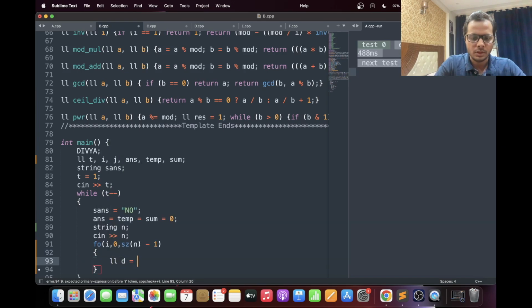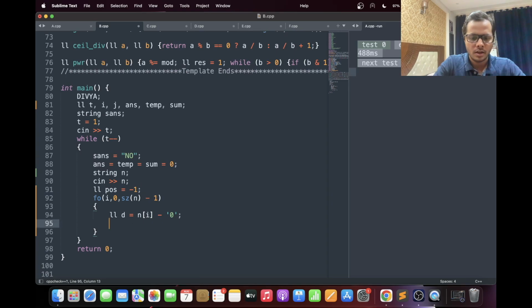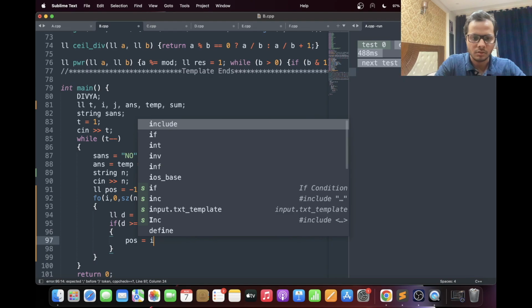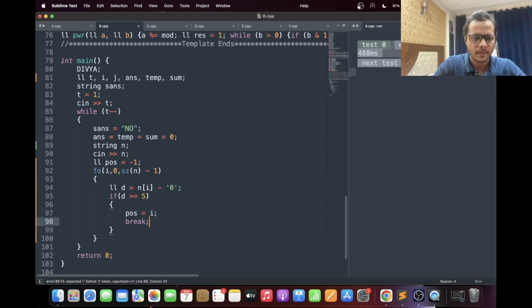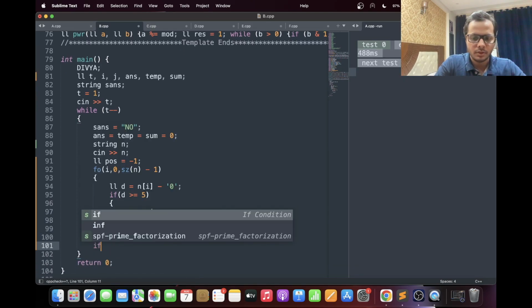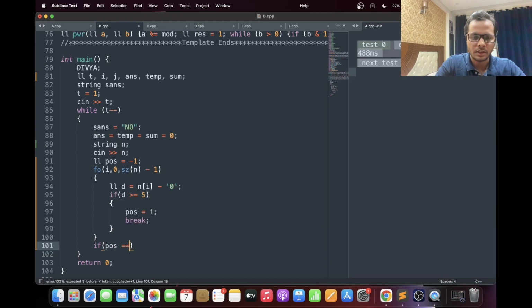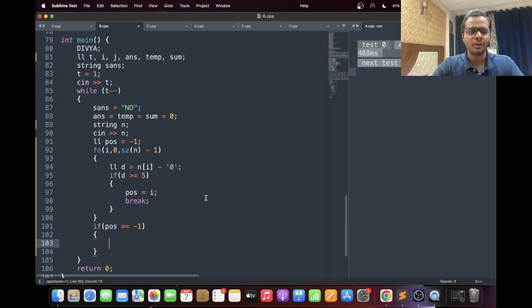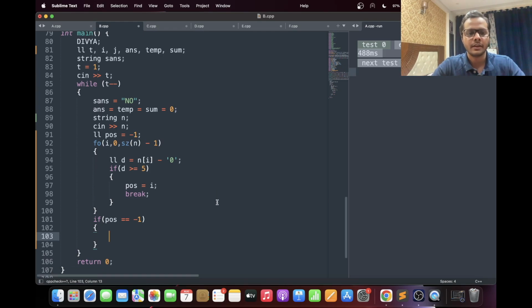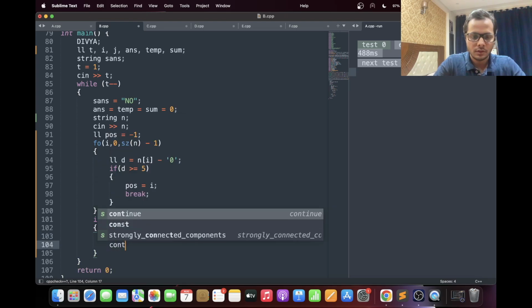So digit would be n of i minus '0', okay. We'll say pos is -1, and if this digit is greater than or equal to 5, we'll say pos equals i and then we'll break out, okay. Now if this pos is equal to -1, that means all the digits are smaller than 5, then no matter what operation we do, we always end up decreasing our number, right? So then we'll just output n and we'll continue.